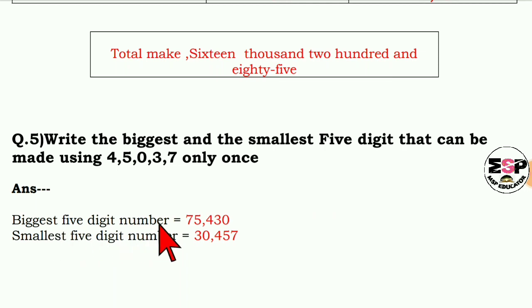Now see the biggest 5 digit number. How to form this biggest 5 digit number? You are going to use the descending order of these numbers, means bigger to smaller numbers series you are going to use here for forming the biggest number. So the biggest number is 7. Okay, write down 7. Then after that 5. Then 4, 3 and last the smallest number 0. So the number formed is 75,430. Okay.